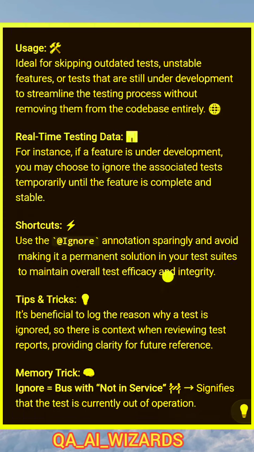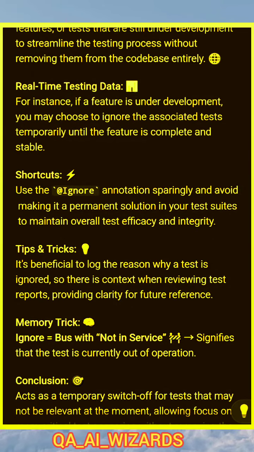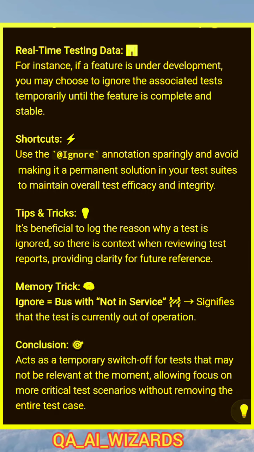So shortcut: use the @ignore annotation sparingly and avoid making it a permanent solution in your test suites, to maintain overall test efficiency and integrity. And tips and tricks: it is beneficial to log the reason why a test is ignored, so there is context when reviewing the test reports and clarity for future reference.